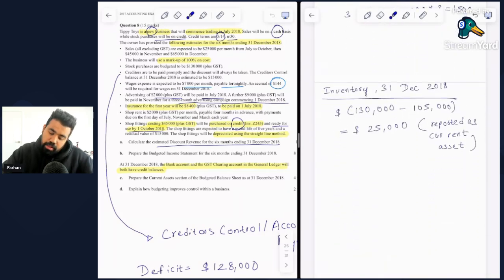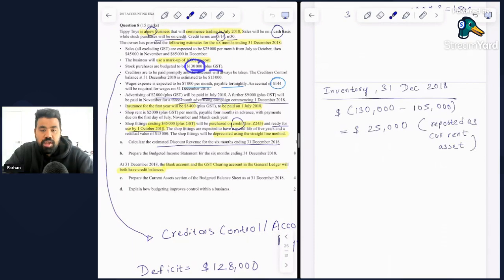I have also calculated something here, which is the closing inventory that we expect to have at 31 December 2018. And it's a very simple explanation here. So we know that the total inventory that we purchased, excluding GST, is $130,000. Where did we get this information from? Check the third line here. Stock purchases are budgeted to be $130,000 plus GST.